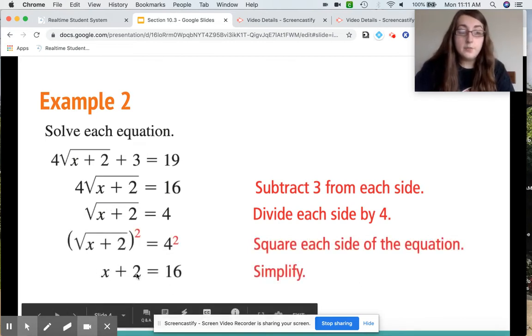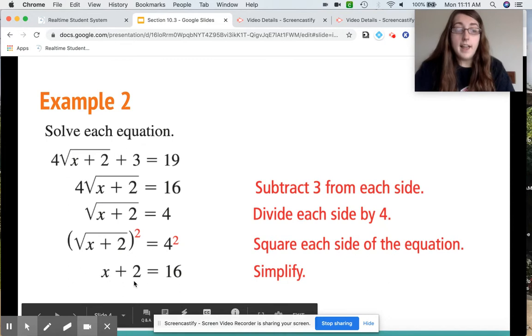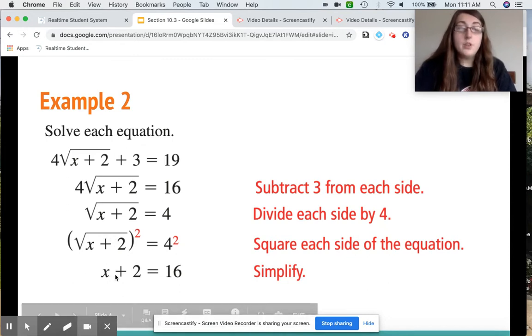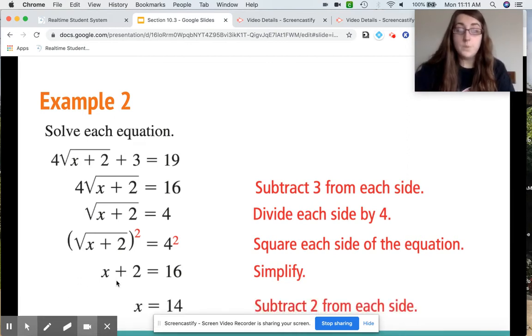Now, before, once you squared both sides, you were done and you found your answer. Well, we still need to solve for x. So after you square both sides to get rid of the square root, now you need to solve for x by subtracting 2, and then you get 14. So x equals 14.